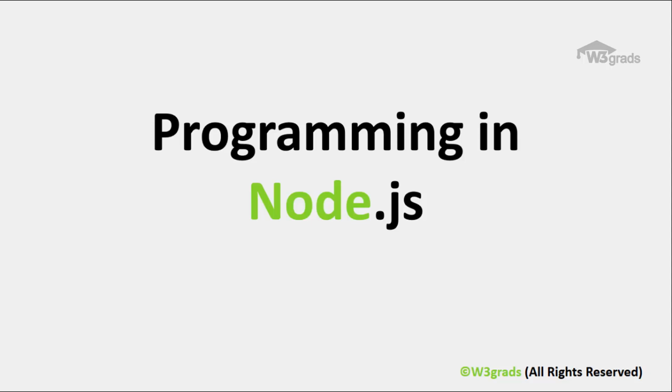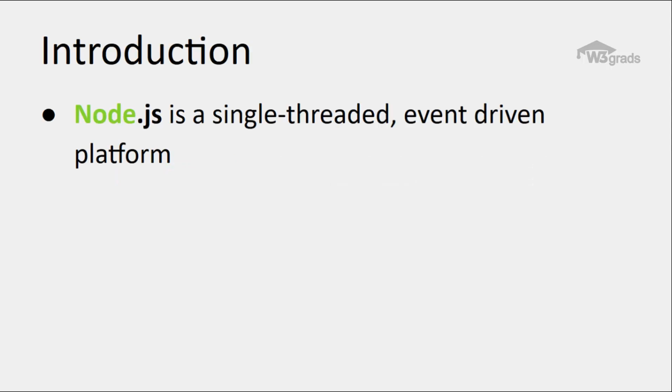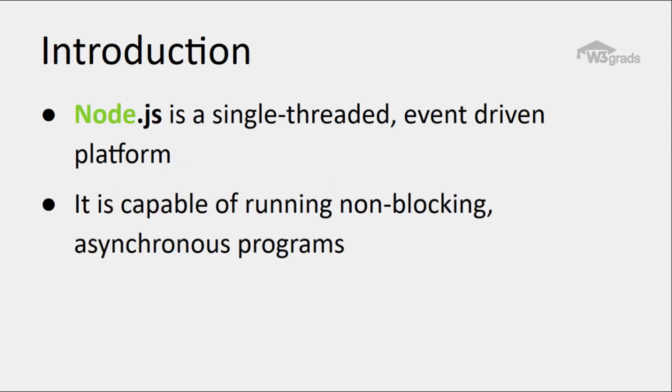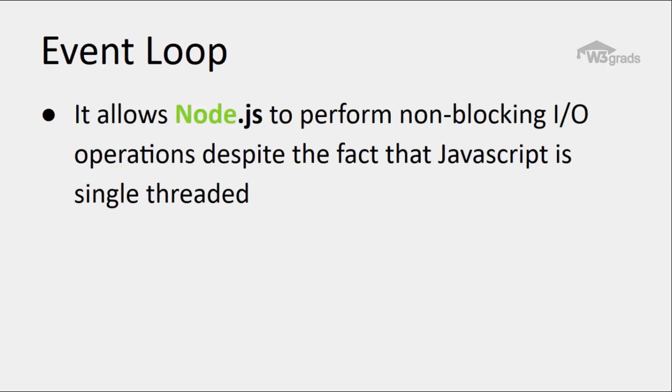In this video, I am going to tell you about the event loop in Node.js. So, let's get started. Node.js is a single-threaded, event-driven platform that is capable of running non-blocking, asynchronous programs. These functionalities of Node.js make it memory efficient. The event loop allows Node.js to perform non-blocking I/O operations, despite the fact that JavaScript is single-threaded.